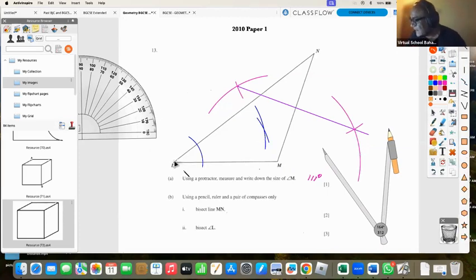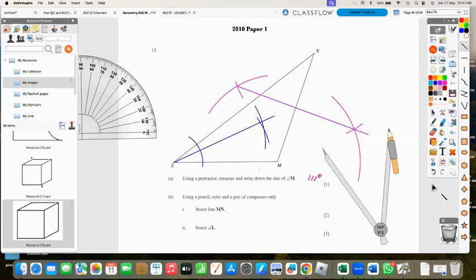Once again, I have to line up this point and make sure the line goes through exactly there. If you see your angle like this, you know you're wrong, right?